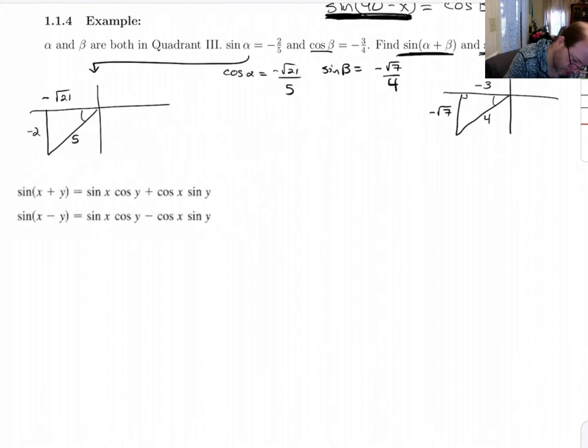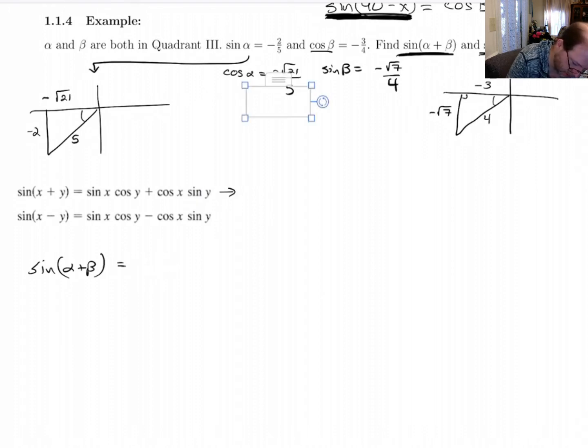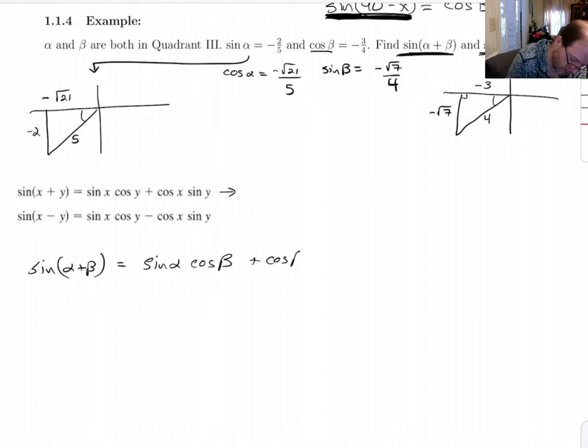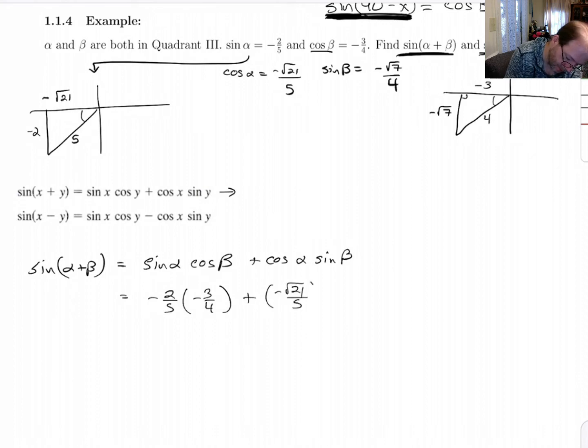All right. So let's see, sine of x plus y. That's going to give me, well, sine of alpha plus beta is sine alpha cosine beta plus, wait, no, that's cosine alpha sine beta. So let's see, sine alpha was minus 2/5. Cosine beta was minus 3/4. Cosine alpha is minus root 21 over 5. Sine beta is minus root 7 over 4.